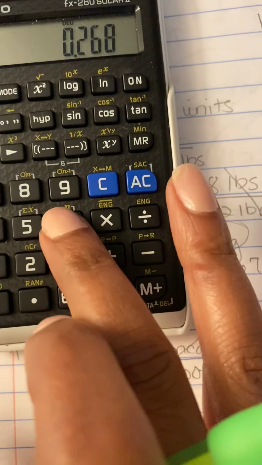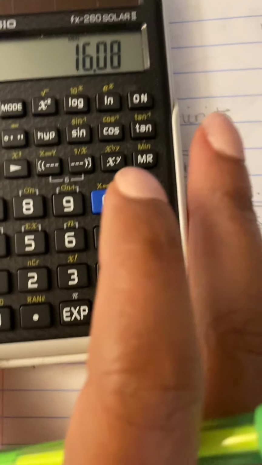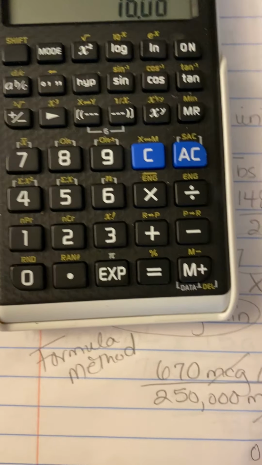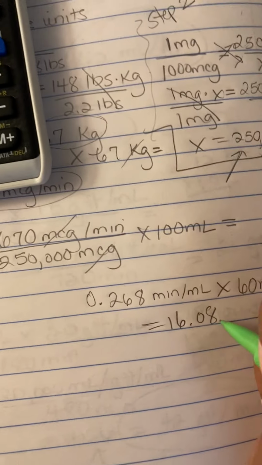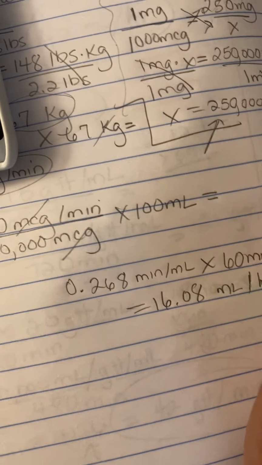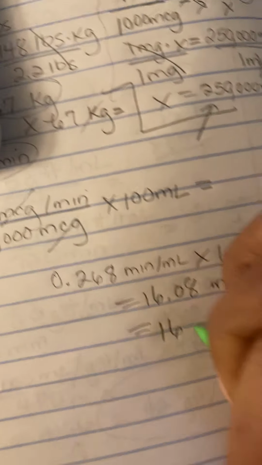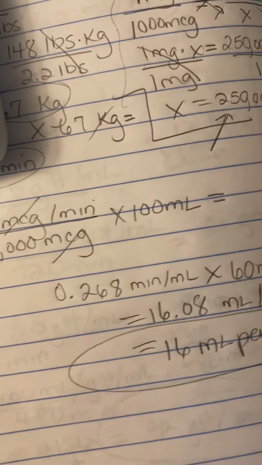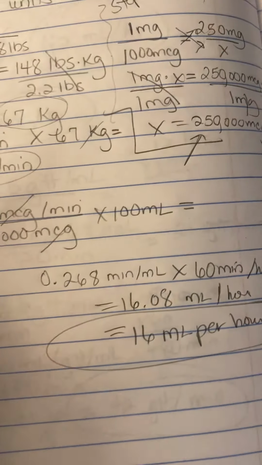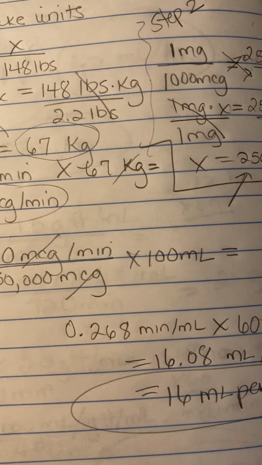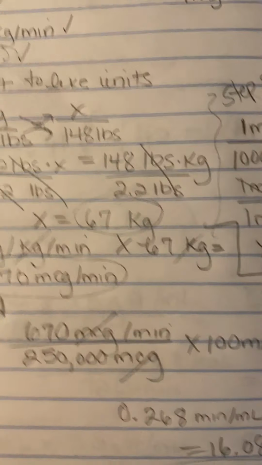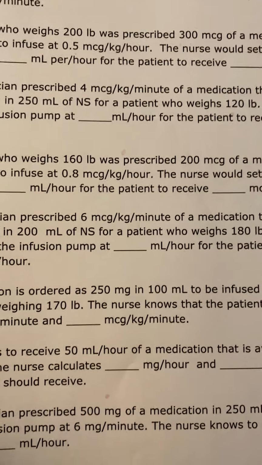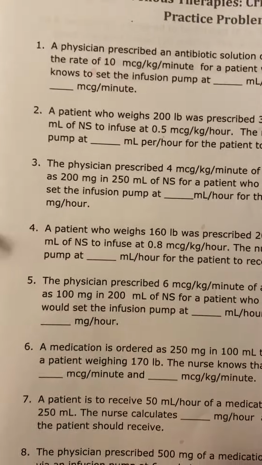So we want to multiply that times 60 minutes, which yields 16.08. Of course, I want you to round that per hour. So the answer is 16 milliliters per hour that the IV needs to run into the patient. 16 milliliters per hour. All right, we're not finished, because this is definitely extremely important. Let's try another one.